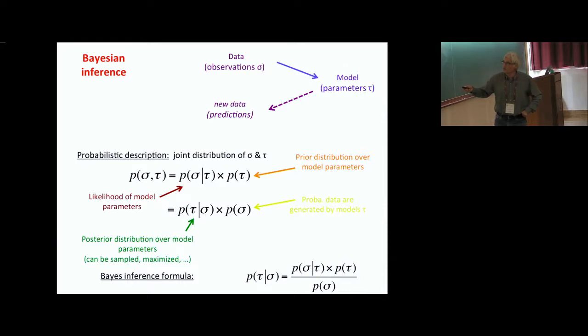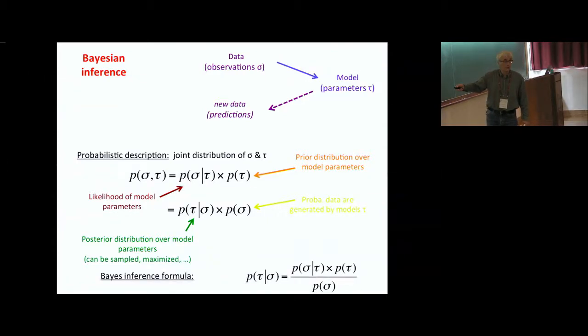Sigma are the observations. This is what I collect from my experiment, so I have them. Tau define the underlying parameters of a model that I would like to guess, to infer from the data. So what I would like is actually to have the conditional distribution of tau given sigma. This is what I'm interested in for the inference. I will extract this quantity from the equality here, and this is in this formula here, which is called Bayes inference formula.